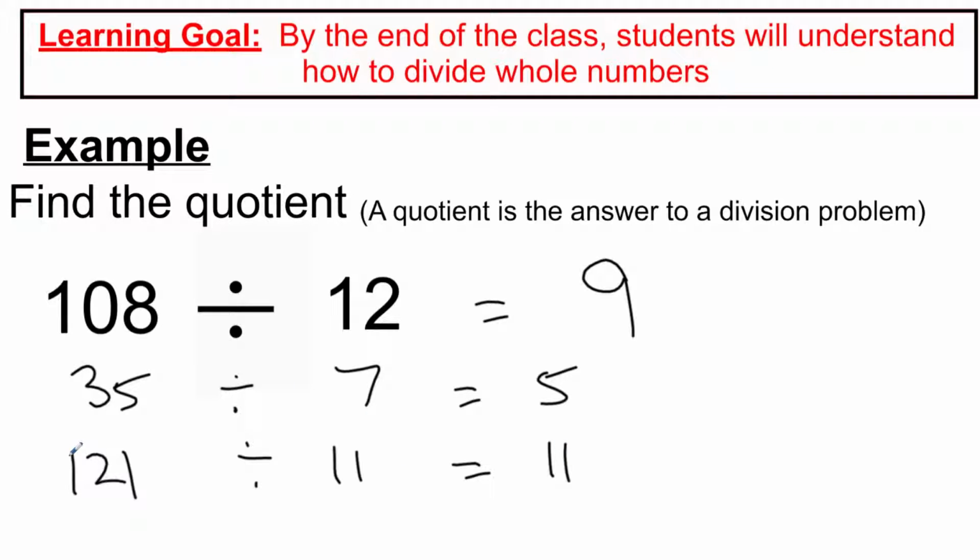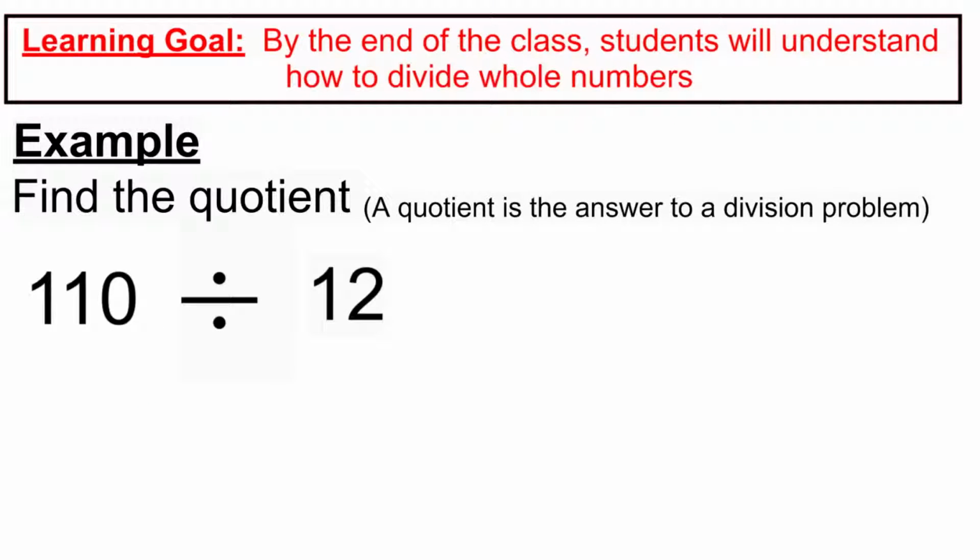Okay? So this is really, really important because once we get to more complicated ones, you're going to need to know those facts so you can kind of do things in parts, or at least get as close as you can. Okay? So one possibility is you know your math facts, you know that 12 times something gives me 108, or 7 times something gives me 35. You can use those facts and instantly know your answer.